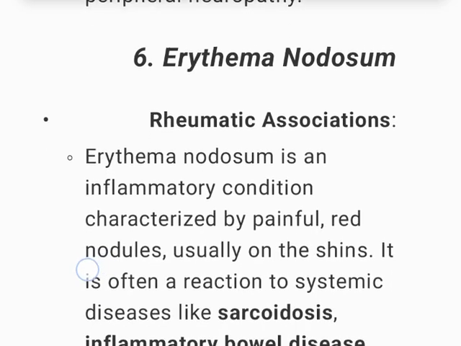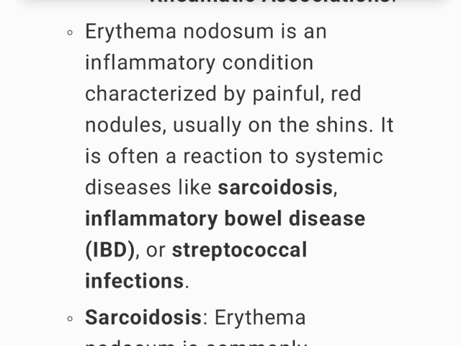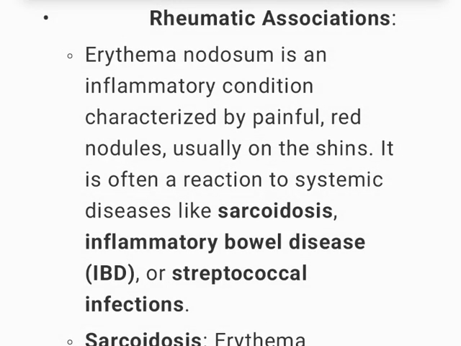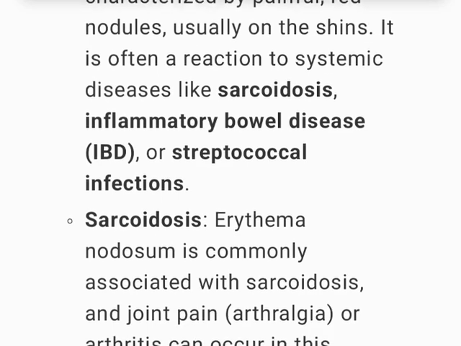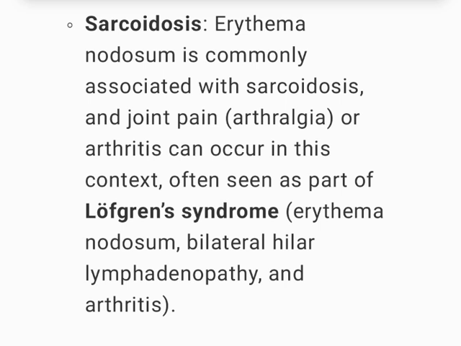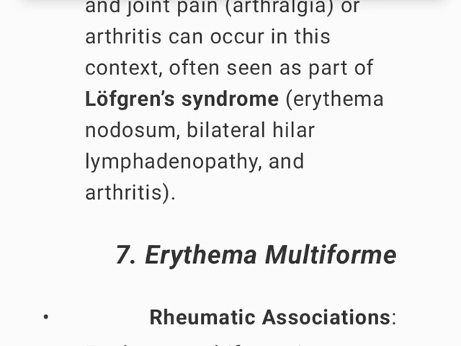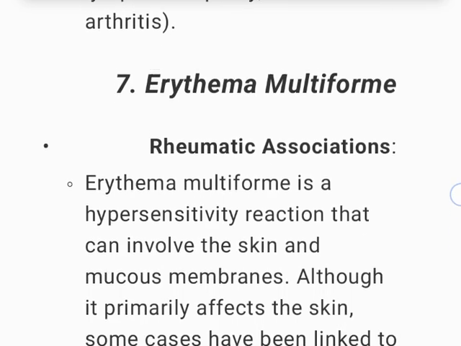Number 6. Erythema nodosum, rheumatic associations. Erythema nodosum is an inflammatory condition characterized by painful, red nodules, usually on the shins. It is often a reaction to systemic diseases like sarcoidosis, inflammatory bowel disease, IBD, or streptococcal infections. Sarcoidosis. Erythema nodosum is commonly associated with sarcoidosis, and joint pain, arthralgia, or arthritis can occur in this context, often seen as part of Löfgren's syndrome: erythema nodosum, bilateral hilar lymphadenopathy, and arthritis.